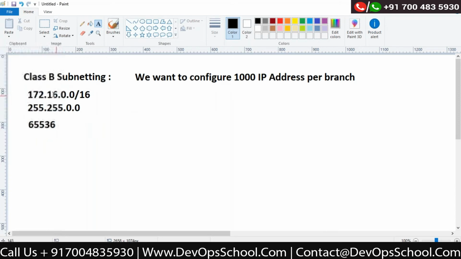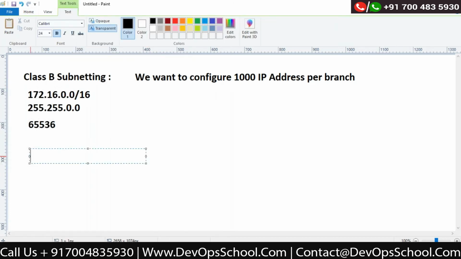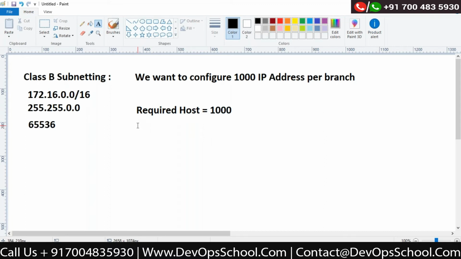This is a big number which we are getting as IP addresses. Now I would like to divide this complete network into smaller, logically smaller chunks with the help of subnetting. The requirement is 1000 IP addresses, so I need to create a subnet that fulfills this requirement. How can we do that? Once again, our formula is the same. What is my required host? Required host would be 1000.